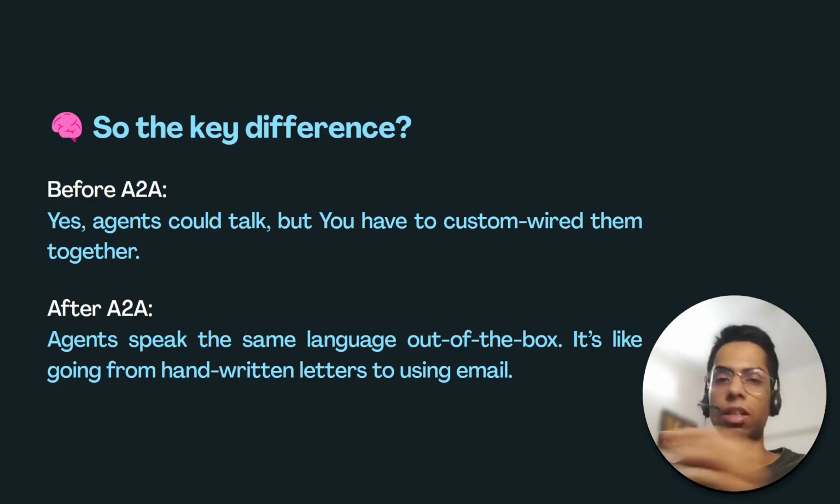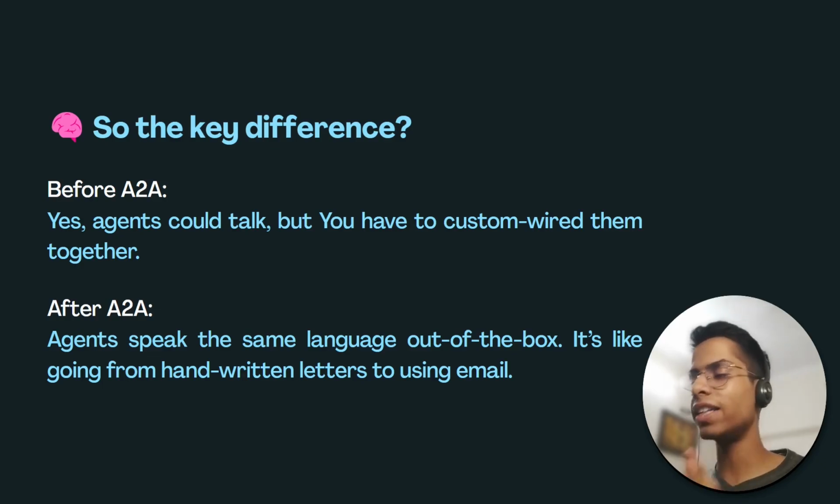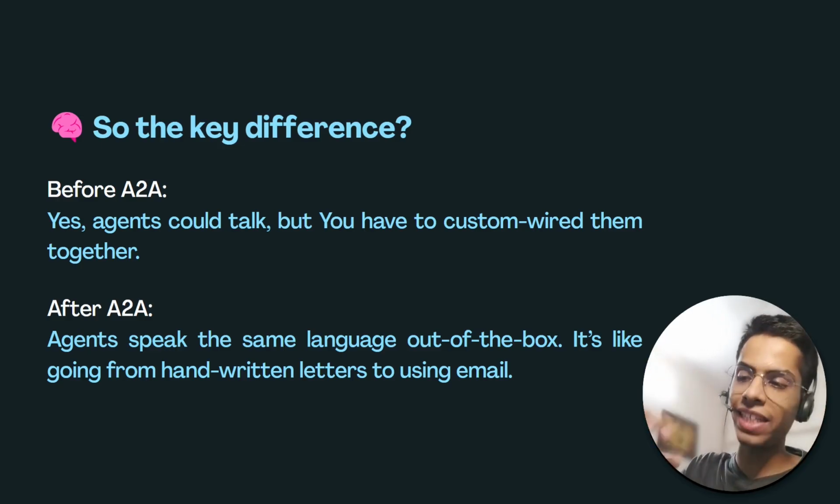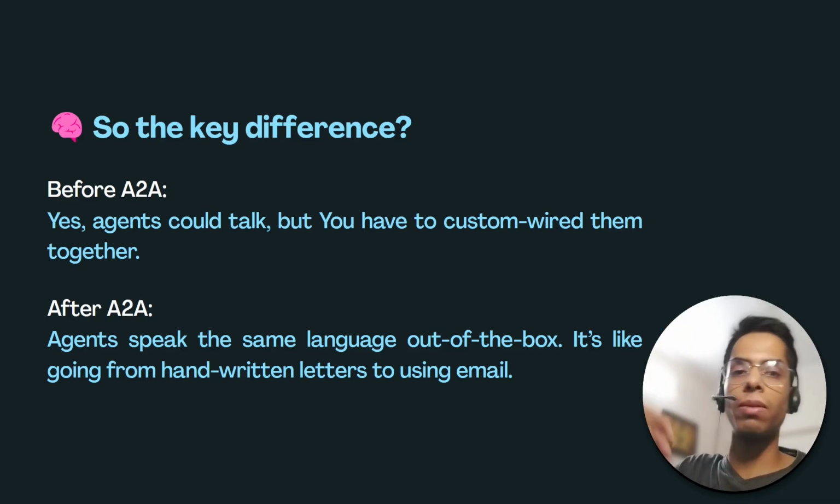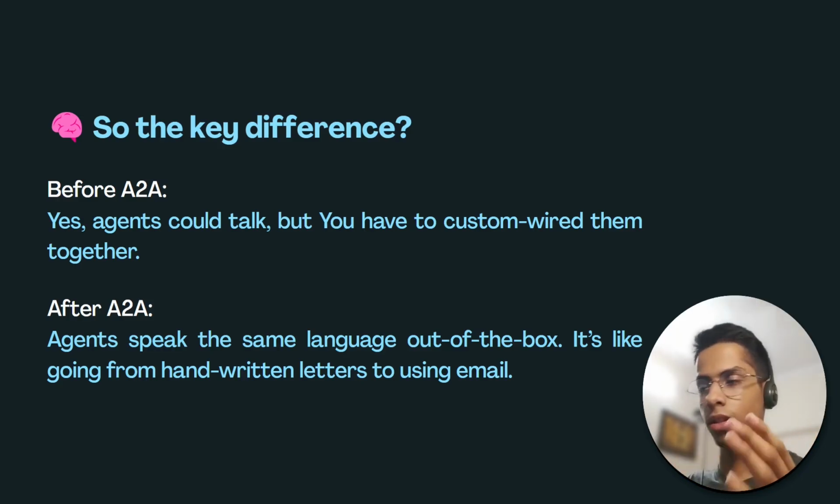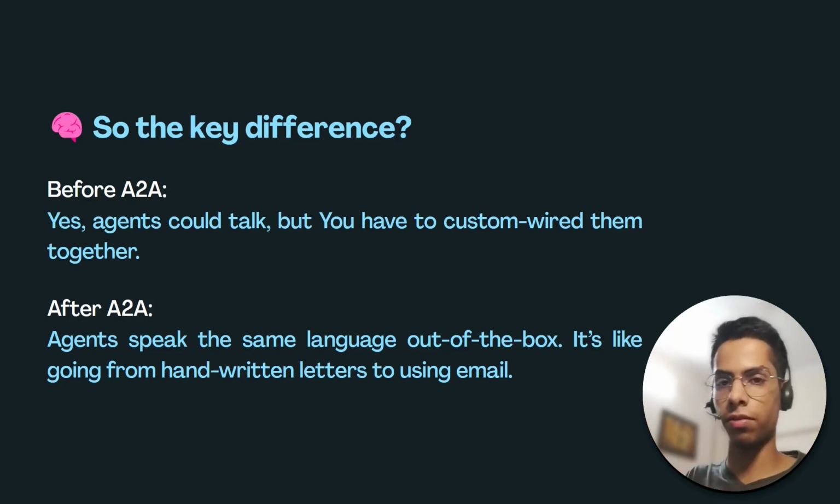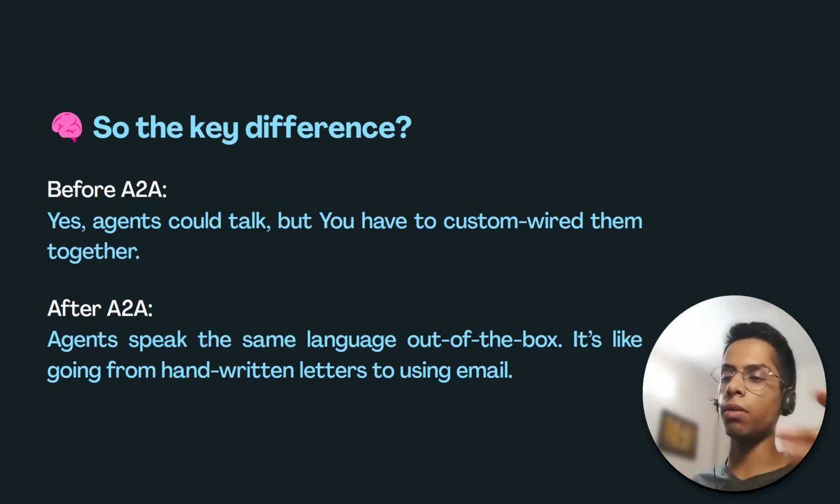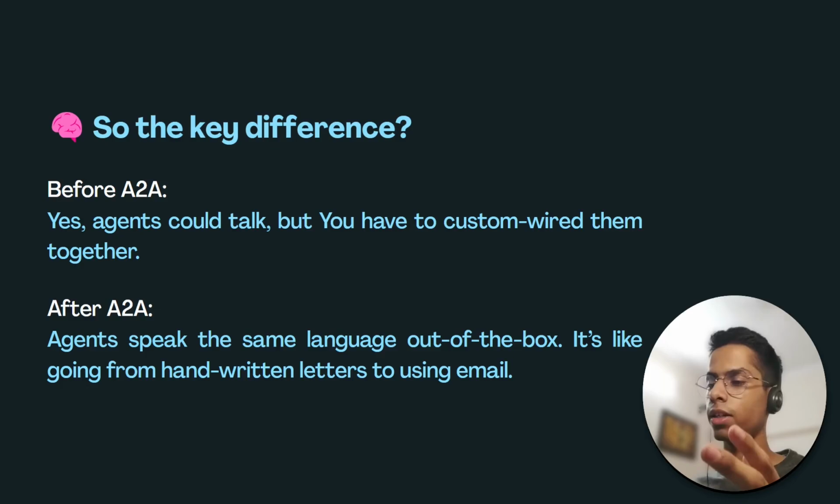So, the key difference. What's the key difference? Before A2A, yes, agents could talk, but you had to custom wire them together. As I mentioned, agents could talk before A2A, but it's a headache, because every time you build, you need to custom integrate each agent to talk. You need to custom integrate each of them, and that's what the word custom means. That was happening before A2A. After A2A, agents speak the same language out of the box. It's like going from handwritten letters to using emails.